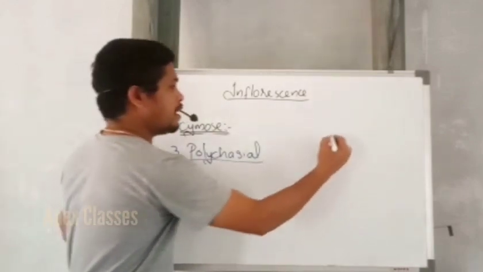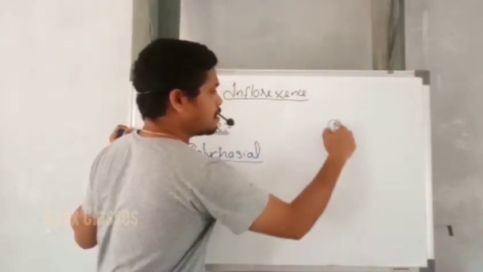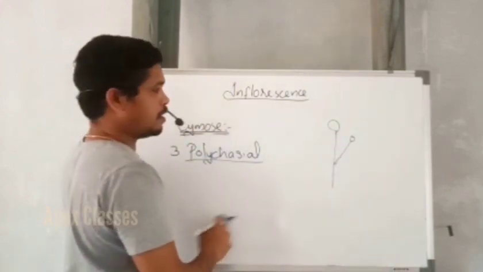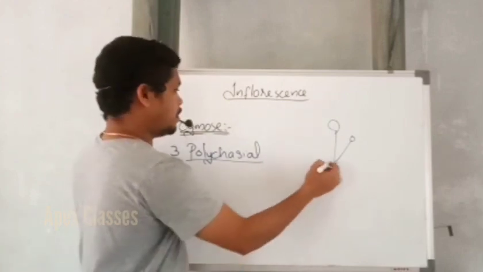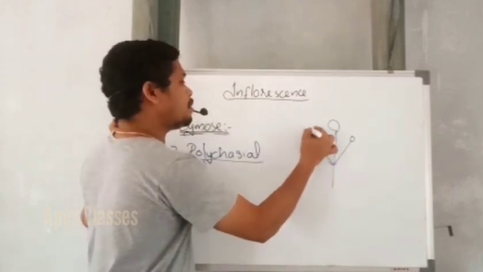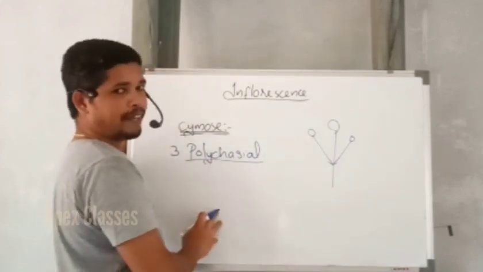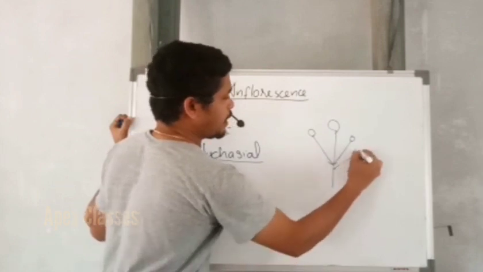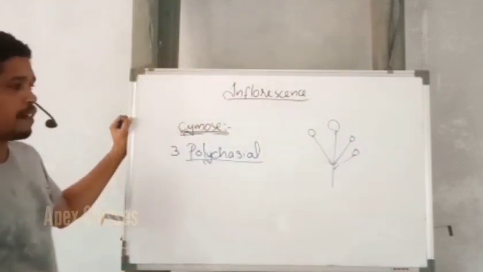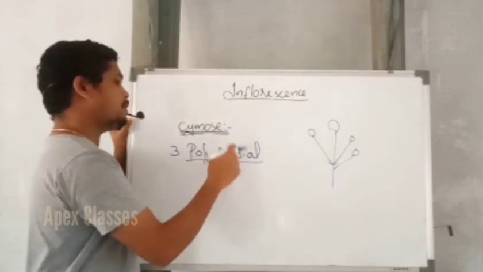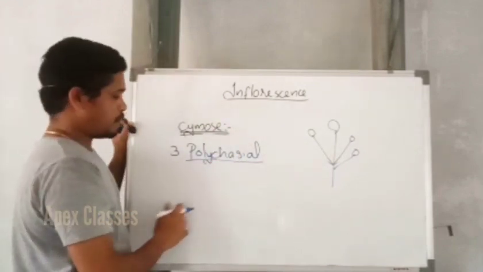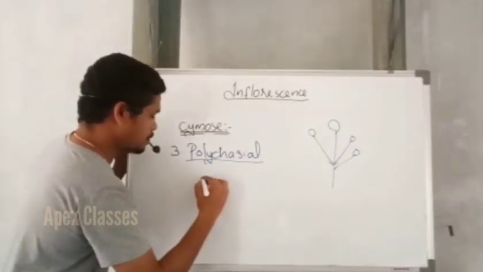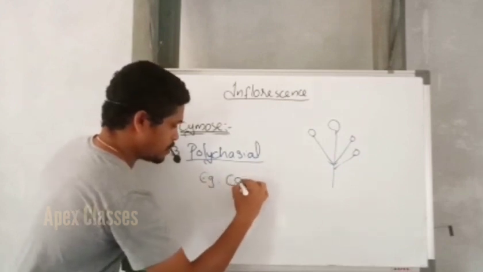First, in the case of monochasial cyme, the main axis terminates into a flower. From the main axis, one lateral branch is raised. In the case of dichasial cyme, two lateral branches are raised. In the case of polychasial cyme, more than two lateral branches are raised. This type of arrangement is known as a polychasial cyme. For example, calotropis.